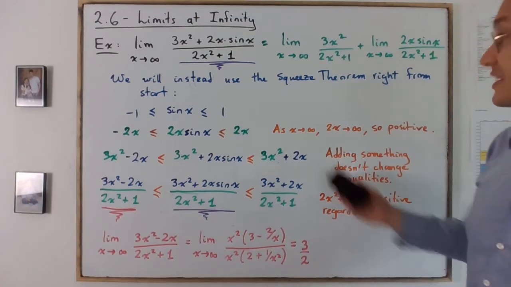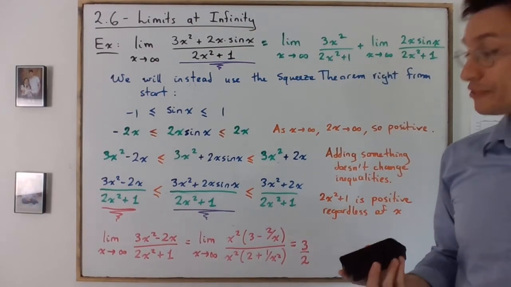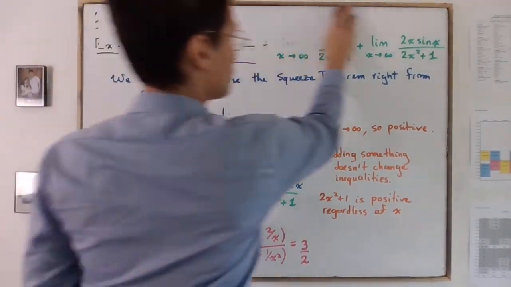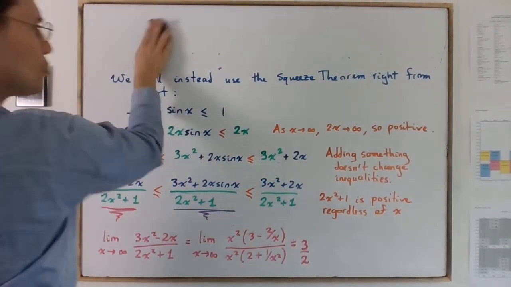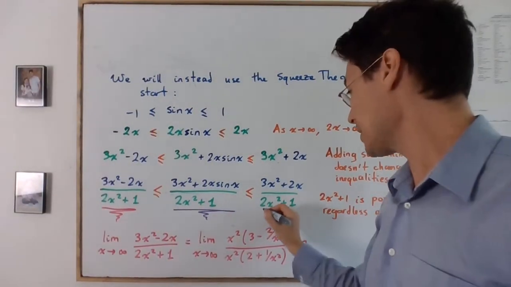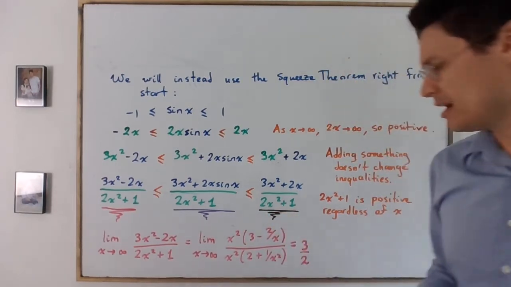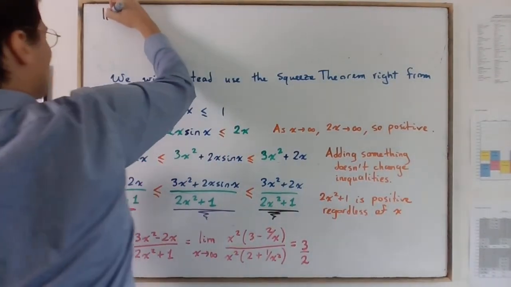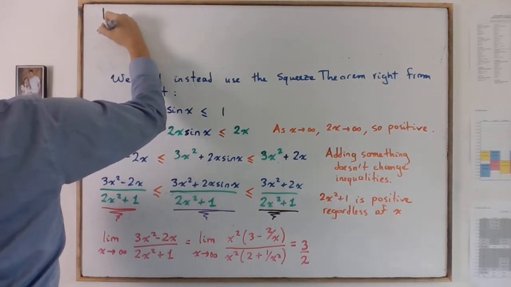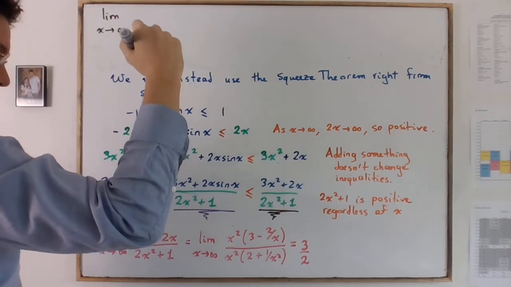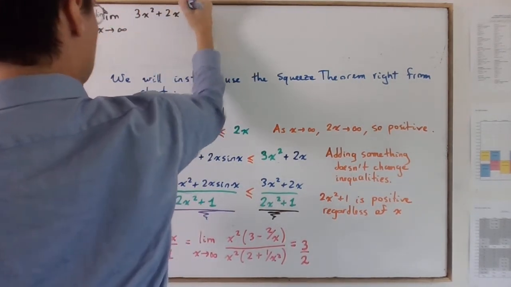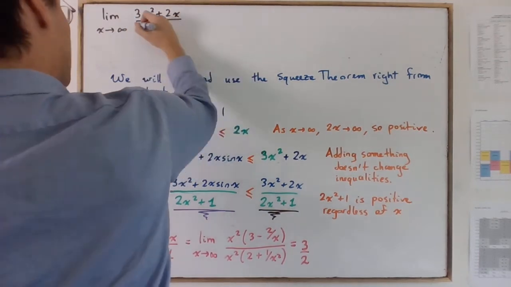So unfortunately, as you can see, I need to erase this statement in order to finish the problem, but we're almost done. So let's erase this. Now let's tackle the black limit. We take the limit as x is approaching infinity of 3x squared plus 2x divided by 2x squared plus 1.